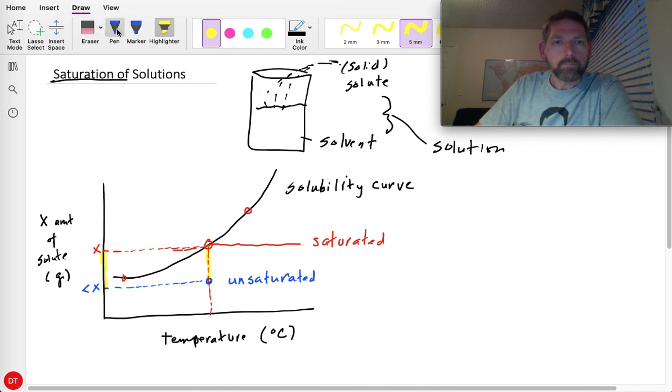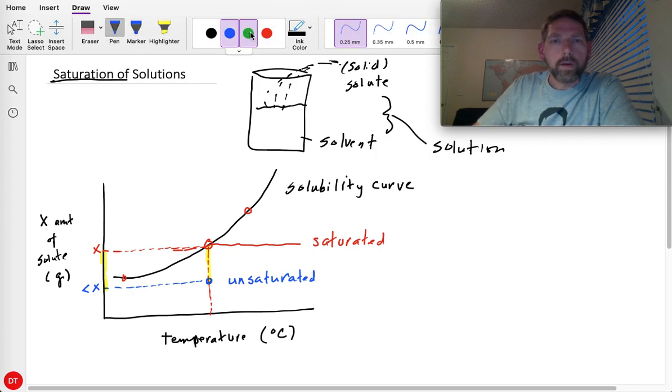All right. And then let's just say we're still at the same temperature. Okay. So at the same temperature, and we go up, we go up, we go up, and then we're right here, right?